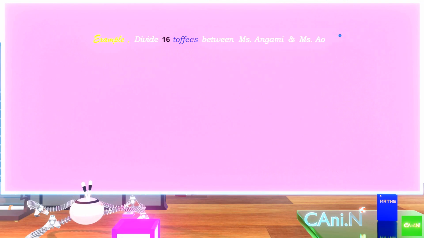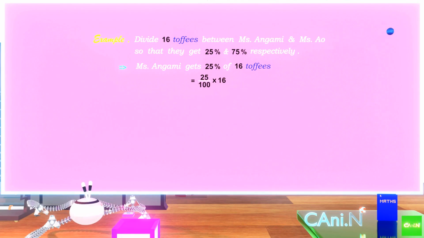Example. Divide 16 toffees between Miss Angami and Miss Al, so that they get 25% and 75% respectively. Here, Miss Angami gets 25% of 16 toffees, equals 25 by 100 into 16 equals 4 toffees. Miss Al gets 75% of 16 toffees, equals 75 by 100 into 16 equals 12 toffees.